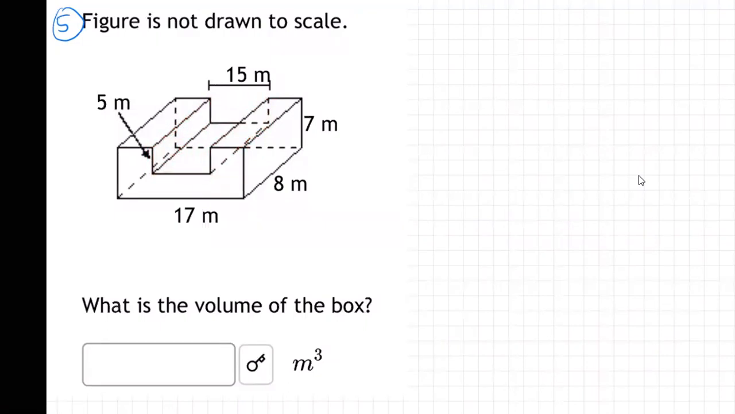So here's the plan. It's the volume of the entire filled-in box, as if the whole box was all there, minus the hole.